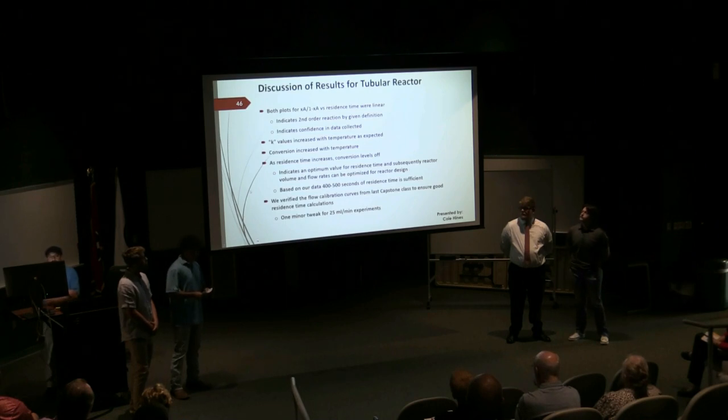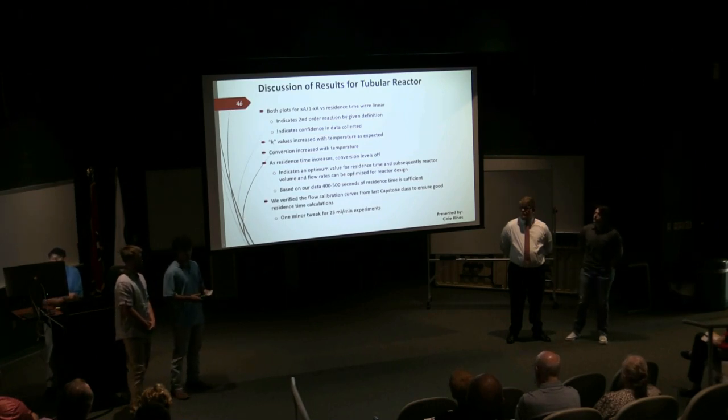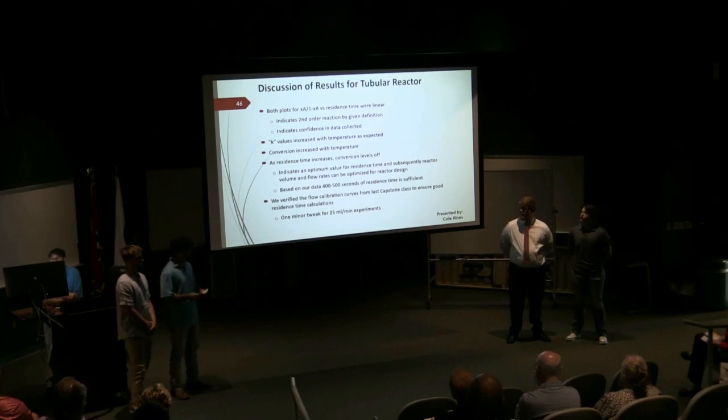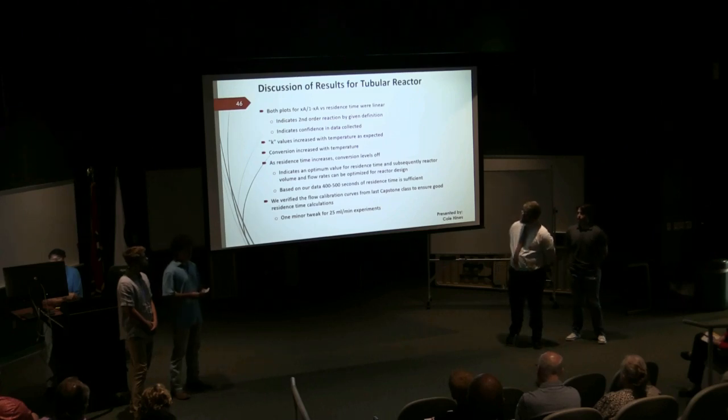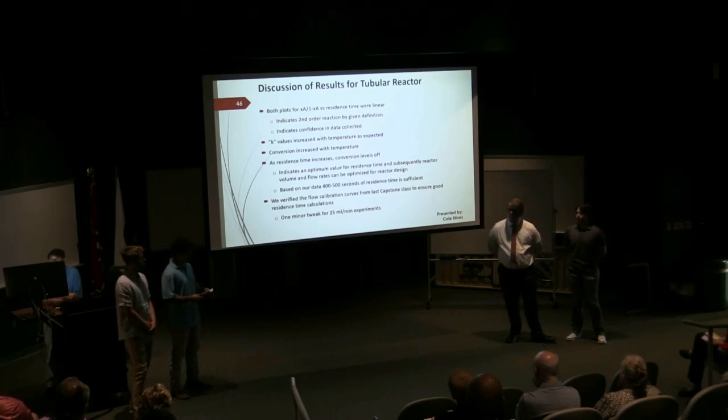Our plots to calculate our rate constants were linear, which indicates it's a second order reaction. Being linear gives us confidence in the data we collected. The rate constant values increase with temperature as expected. Our conversion increase with temperature is expected as well. When residence time increases, our conversion levels off. This indicates that we can have an optimum value for residence time, and subsequently, we can optimize reactor design for volume and flow rate.